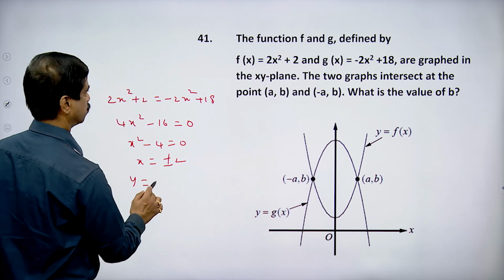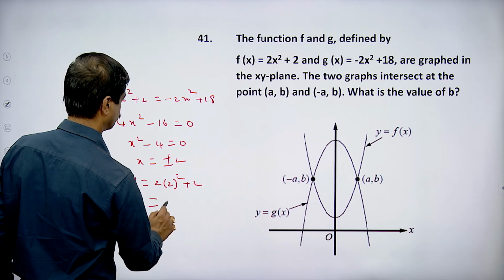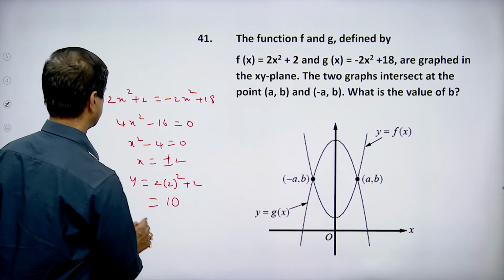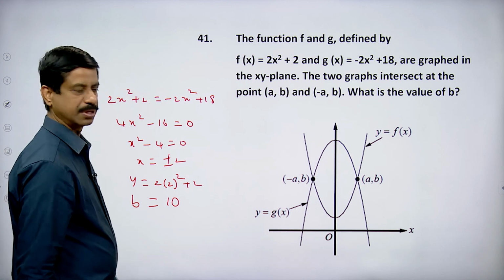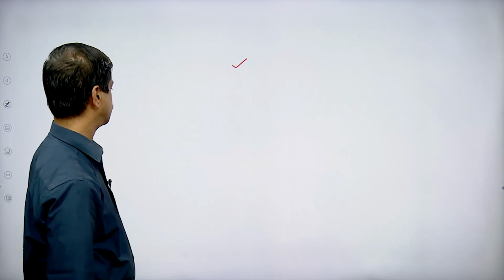So y equal to 2 into 2 square plus 2. So 8 plus 2, 10. So b equal to 10. Okay, so b equal to 10. So option C satisfies. Right, children? Please note it fast, quick.